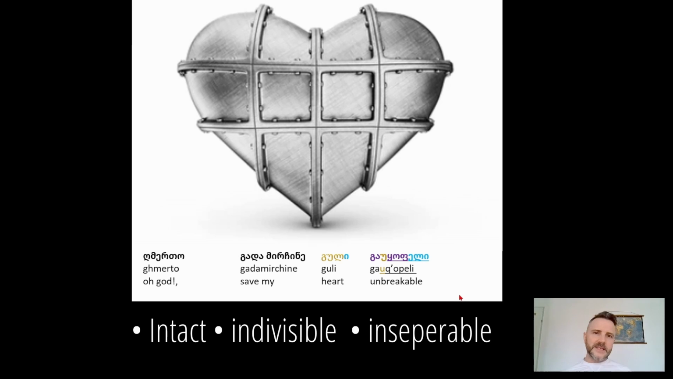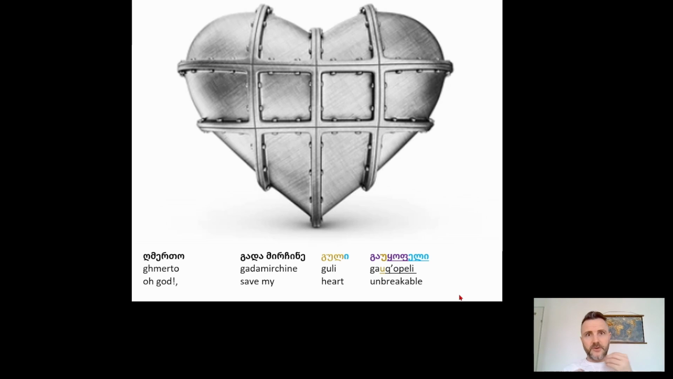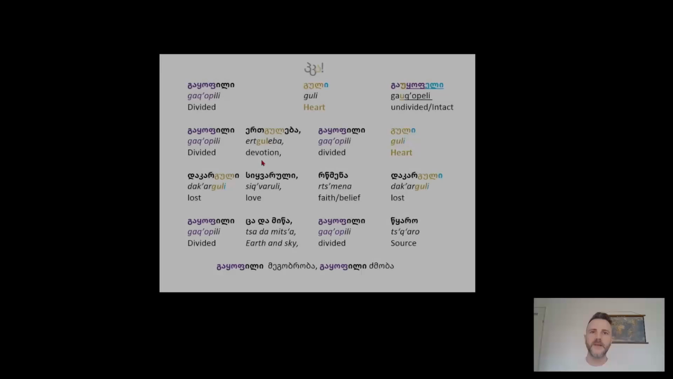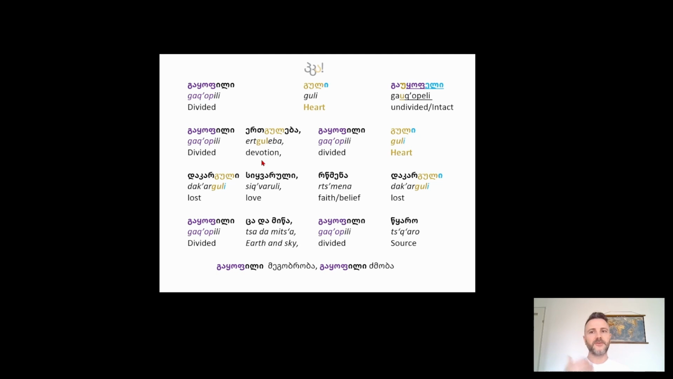My understanding from this is that this person is singing because they believe that their heart is at some point in the near future at risk of breaking and doesn't want it to happen. So it's that pressure of love that might show the cracks in this previously gaq'opeli, intact, unbreakable heart. Slide 4 doesn't resolve the issue of whether gaq'opeli guli is good or bad, but it does reveal a little bit more of the artistry of the song.